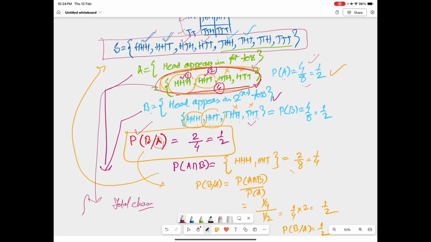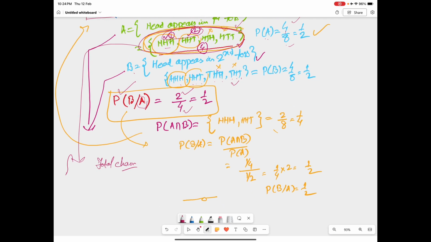You can see there is a 1 and 2. I have written two numbers. So in these two cases, head is appearing on the second toss. So there are two favorable outcomes. So 1 and 2 become the favorable outcomes. So your favorable outcomes is 2, total outcomes is 4. So conditional probability is 1 by 2.